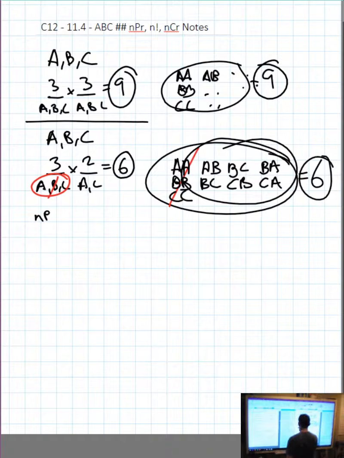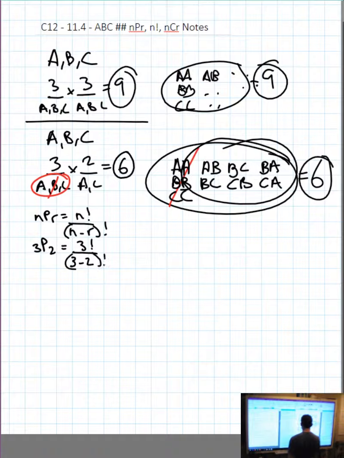So nPr is equal to n factorial over n minus r, all factorial. And we have 3 things to choose from, A, B, C. n is the number of things we're choosing from. We're choosing, we still say P for choose. P just means particular order matters, where C means order doesn't matter. So P, now I'm choosing 2 of them. And if I fill in the formula, I get 3 factorial over 3 minus 2, all factorial, times r, which is 2 factorial on the bottom.